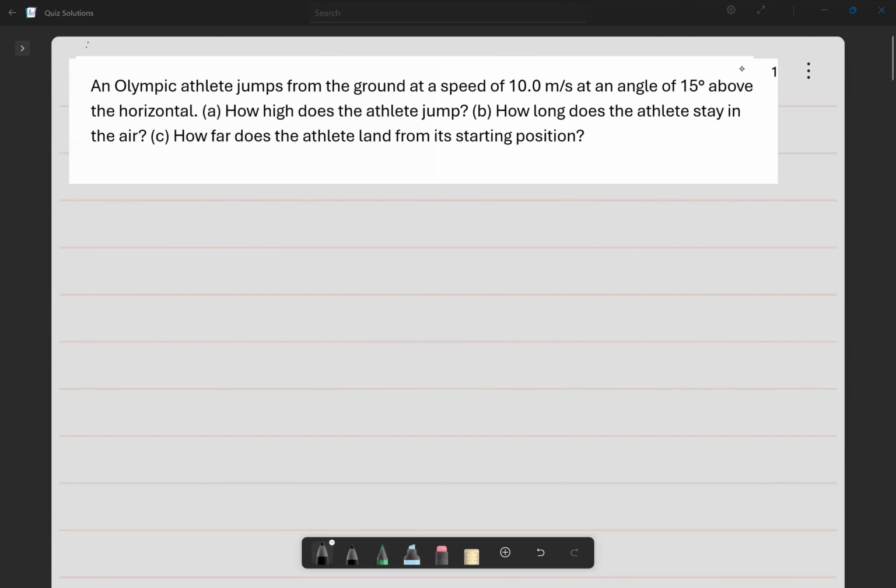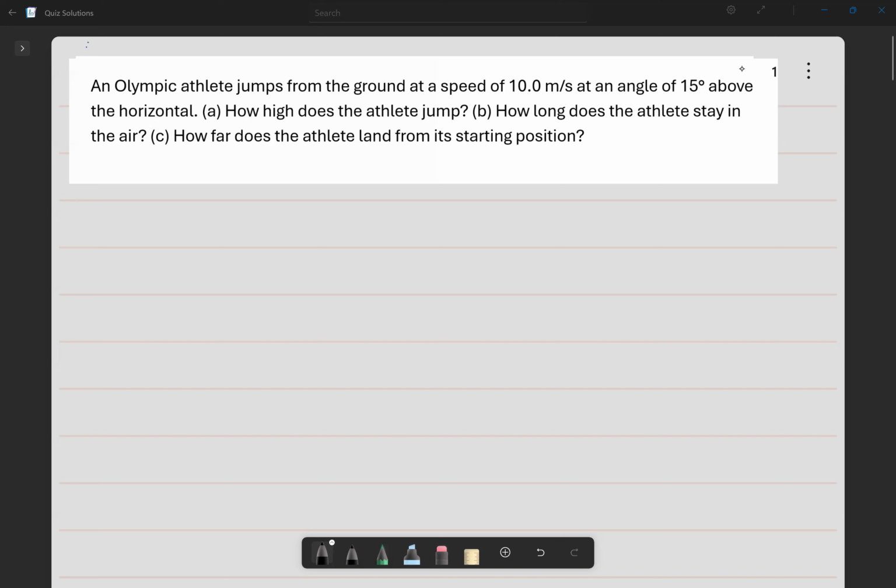All right, everyone. So let's look at the solution of this problem. An Olympic athlete jumps from the ground at the speed of 10 meters per second at an angle of 15 degrees above the horizontal. How high does the athlete jump? How long does the athlete stay in the air? And how far does the athlete land from its starting position?